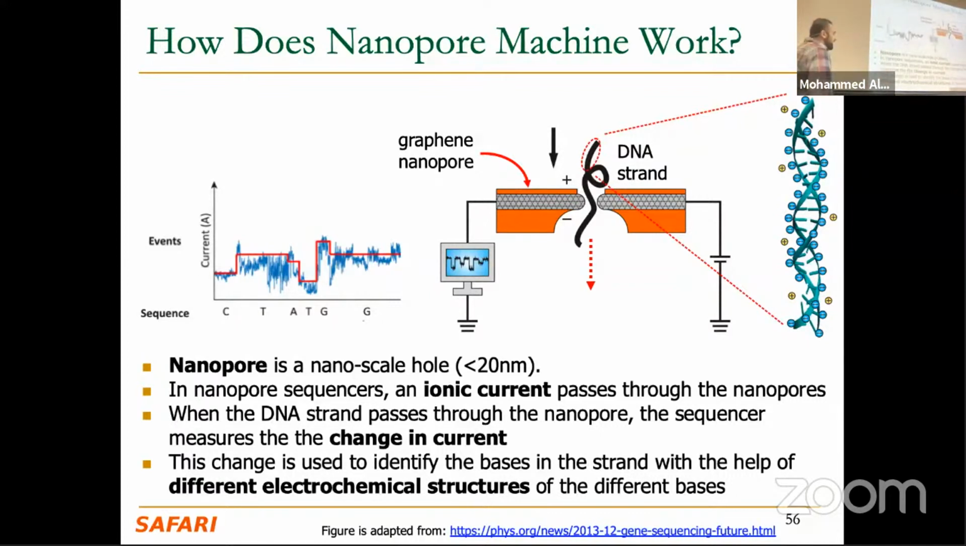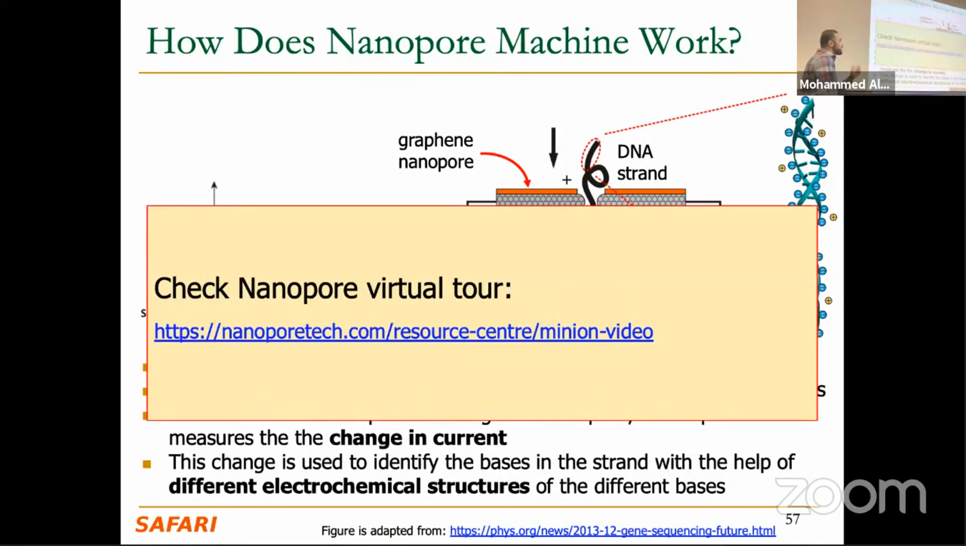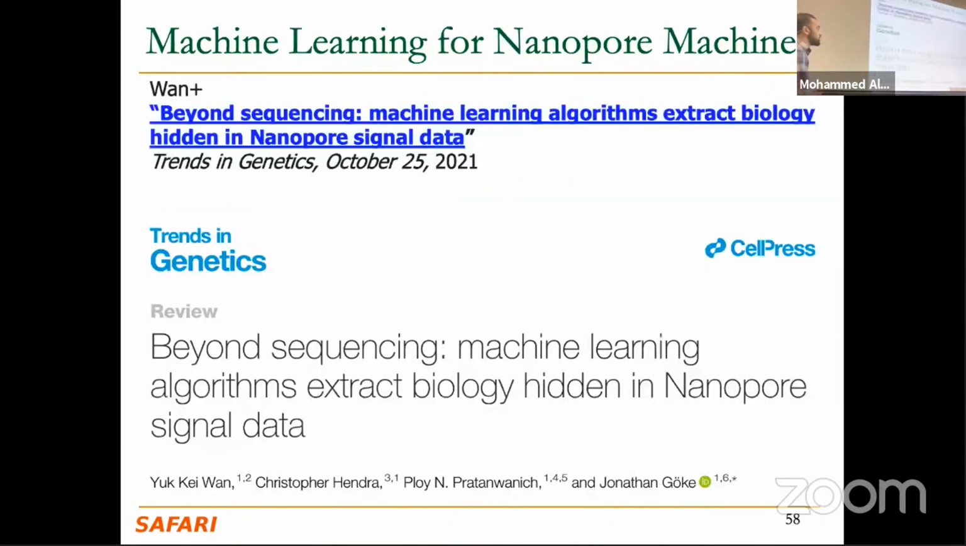So the nanopore over there is the reason why we call this sequencing technology nanopore. And in nanopore, as I said, the DNA strand passes through there and affects the electrical current, and then we can detect these bases. There's also a video you can check about these sequencing technologies, so you can get more information and see the real device, how it works.